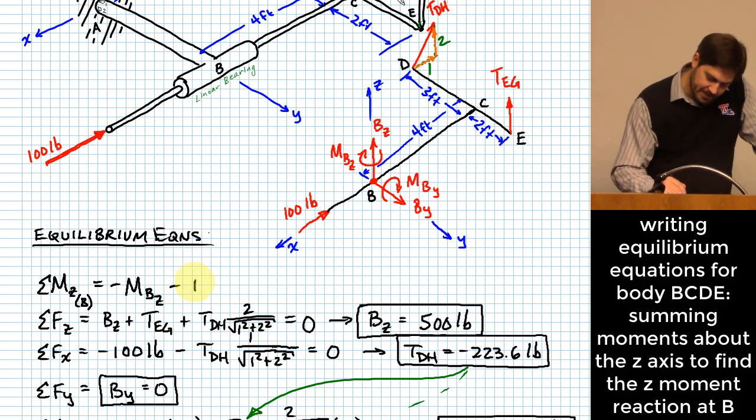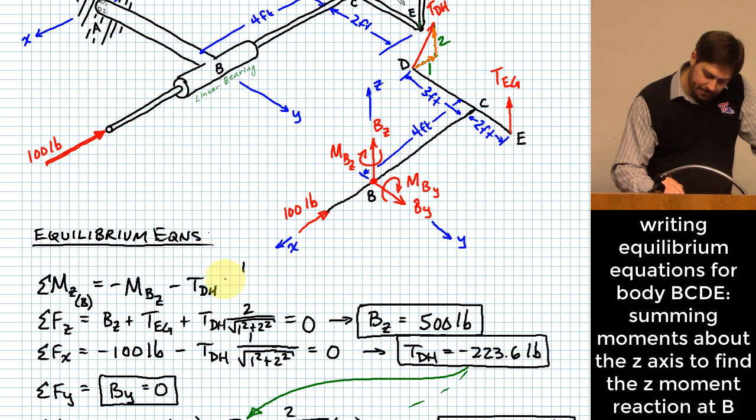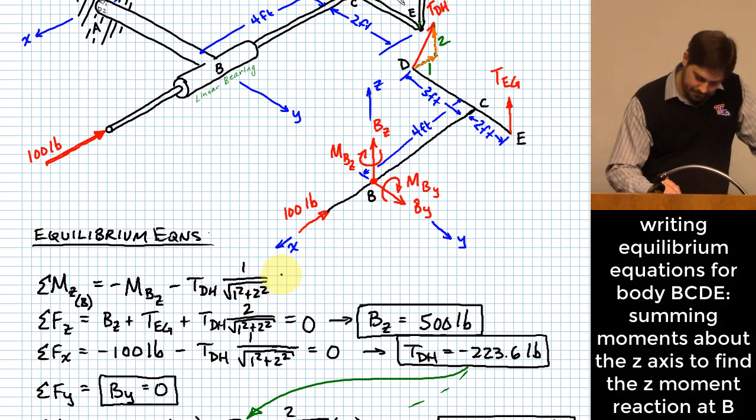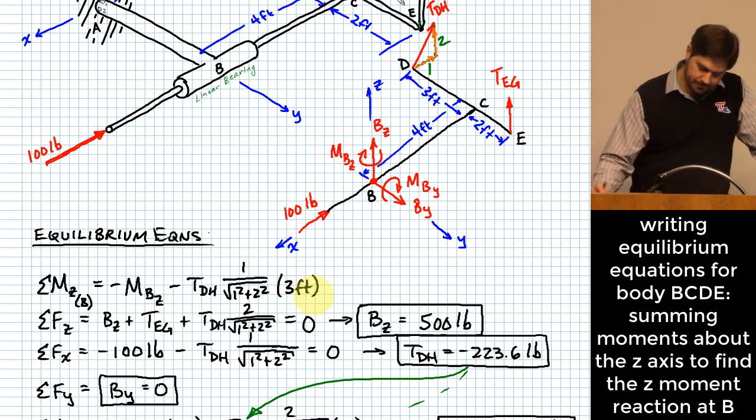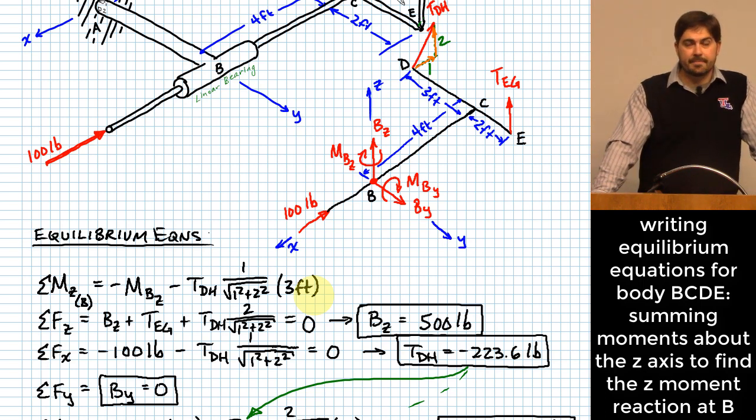So I need to do negative TDH and just pick off the x component. And then multiply by what? 3 feet. All right, so that would take care of the influence of TDH. Do I need to think about the Z component of TDH? No, why not? It's parallel, right? It's parallel with the direction I'm trying to find this moment, so it's not going to create a rotational influence that way. And I think that actually takes care of everything.